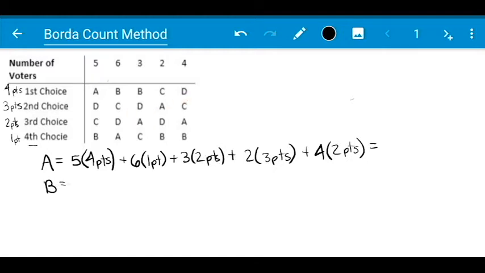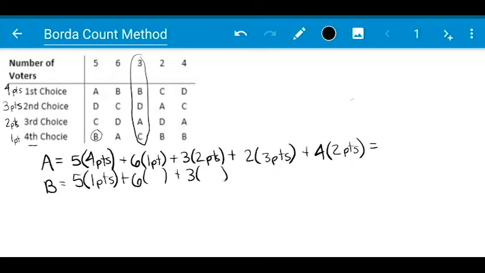If we look at B, B is also going to have 5 voters in this first column, and it's going to be in some place. In this first column right here, B is in 4th place, so it only gets 1 point. So we're going to go ahead and do our shortcut. We know we're going to have 6 people in this column, 3 people who voted in this column, and then 2 and 4. You notice a little bit of a pattern we have here.